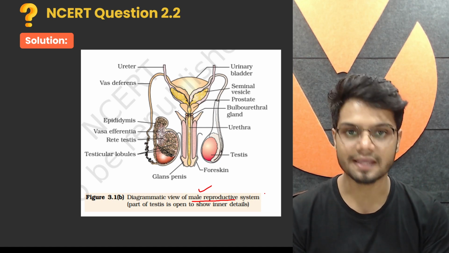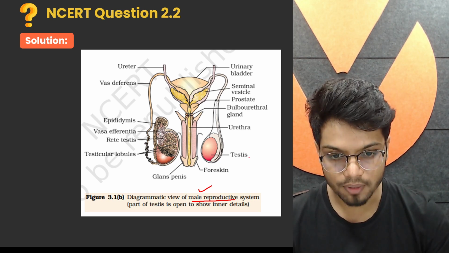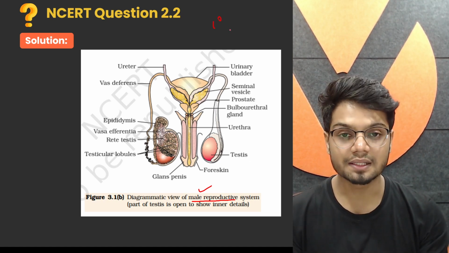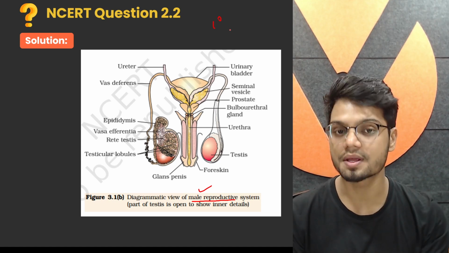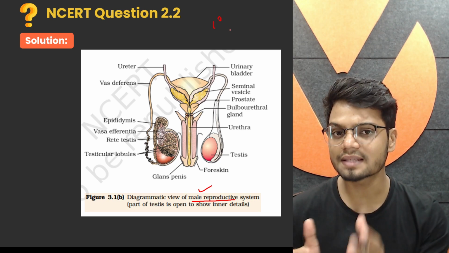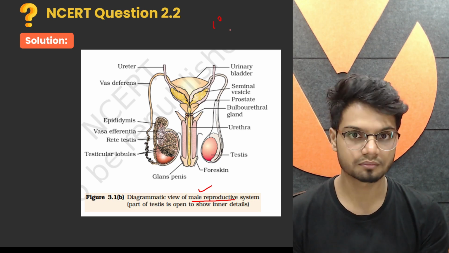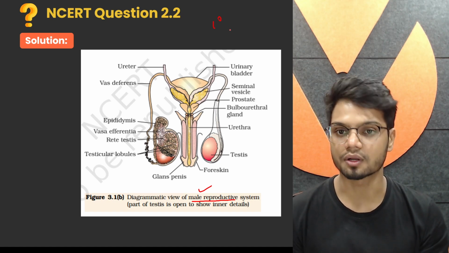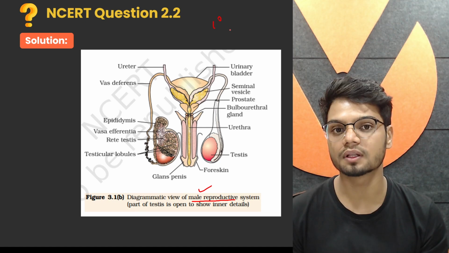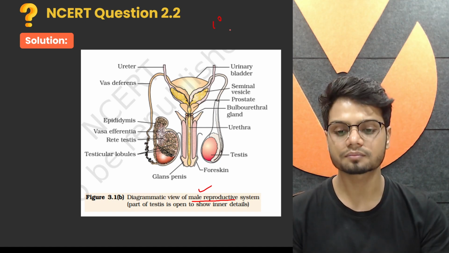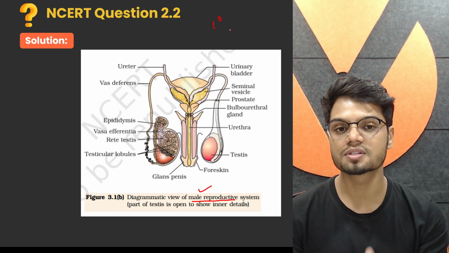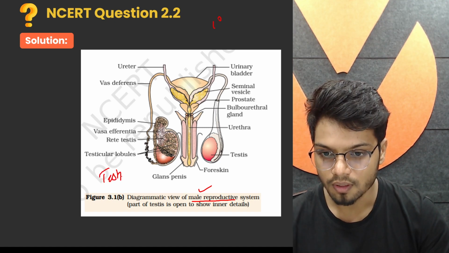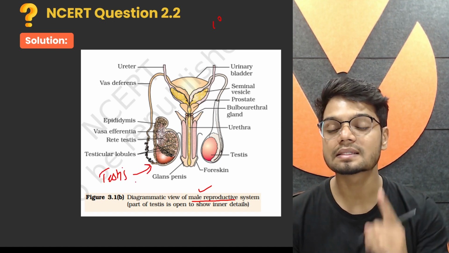Now what is this primary and secondary? The primary reproductive system is directly involved in spermatogenesis, while the secondary sex organs are indirectly involved. They're mostly involved in transportation and other factors. The structure here which is the primary sex organ is the testis, right here.